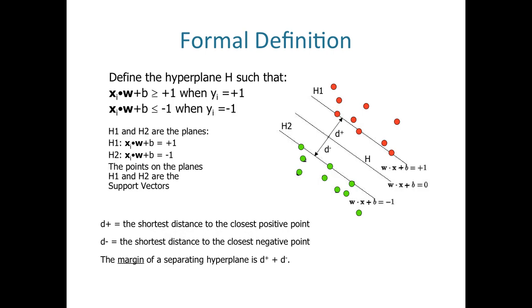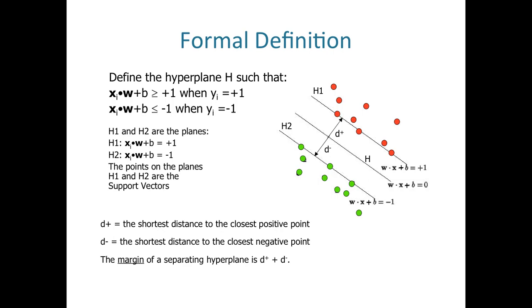Now, the H that we are looking for is one that will maximize the margin, that will maximize the separation between the two data sets, right? If you look at the plot there, we are looking for an H that maximizes the margin, so that maximizes the sum of D plus and D minus. We're looking to maximize that distance between the two. And exactly between which two? Exactly between two planes that we define as H1 and H2.